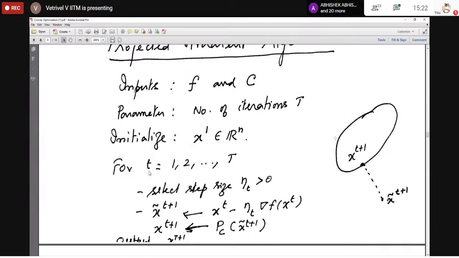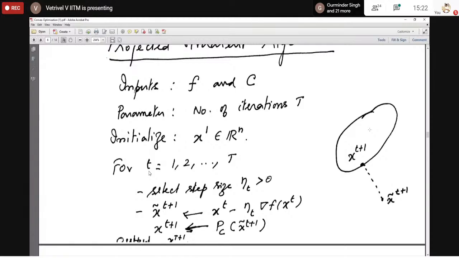So this is my set C. The geometry of the C sometimes will be very complicated. But we know that for a convex program in general, the C is at least a convex set. In a general optimization problem, the feasible region will have very, very complicated geometry. So what I do in the next step is, after x tilde T plus 1, I project it onto the set C. C is a convex set.